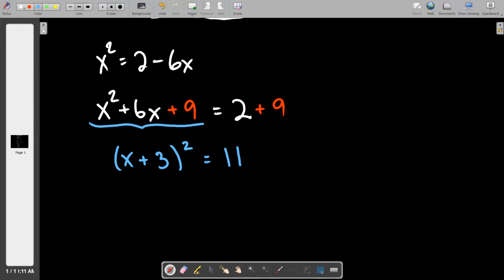Next step. Got to root it. And remember, this is the moment where the positive or negative sign comes into existence. Not a moment before, not a moment after. We're going to say x plus 3 equals what? Good job. Positive, negative, root 11. Because we can't do anything with the root of 11.